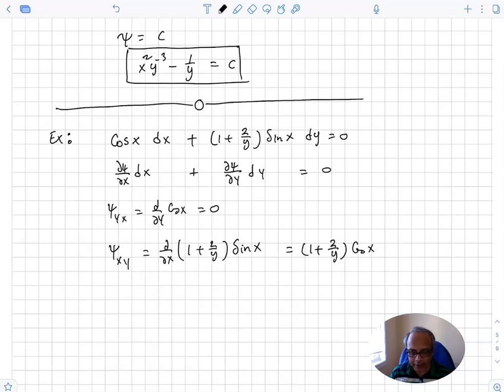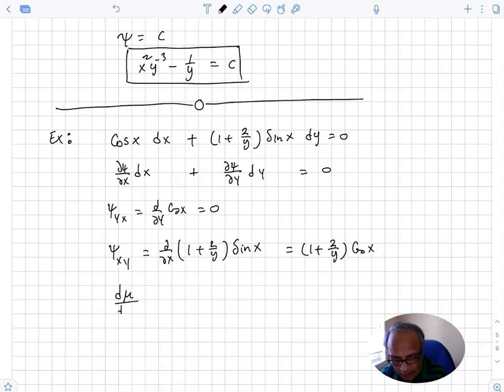And we can clearly see that the mixed partial derivatives are not equal. Psi sub yx is 0, psi sub xy is 1 plus 2 over y times cos x. So this quantity is not equal to that quantity, which guarantees that we need to find an integrating factor. So I'm going to look for an integrating factor.